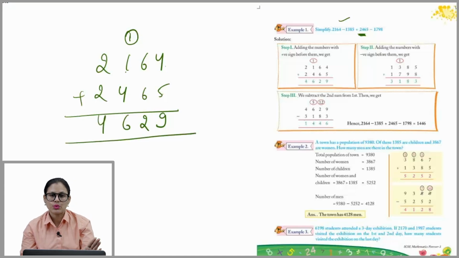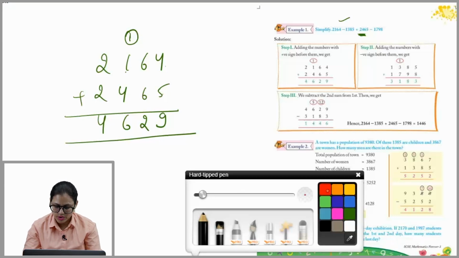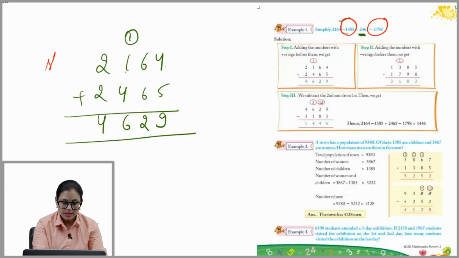Okay, step 1. Step 2, adding the numbers with negative sign before them. Okay, the numbers which are having a negative sign before them, we will also add them up. Okay, so these are the numbers which are having negative sign before them. Remember that we will also add them up. Okay, this was step 1. Now step 2.